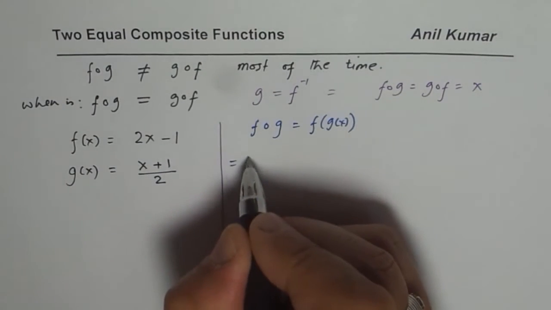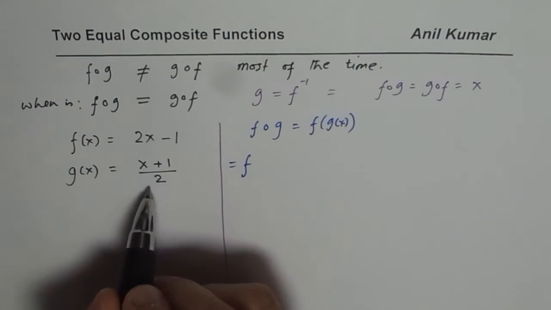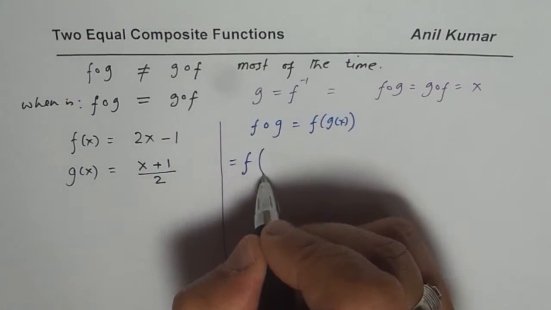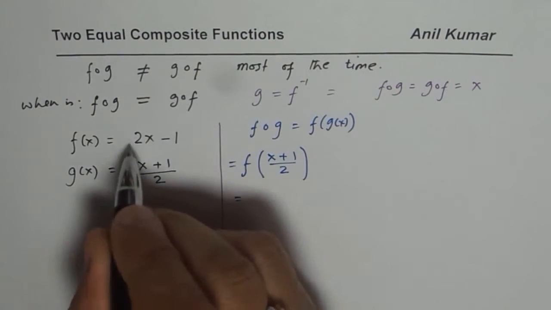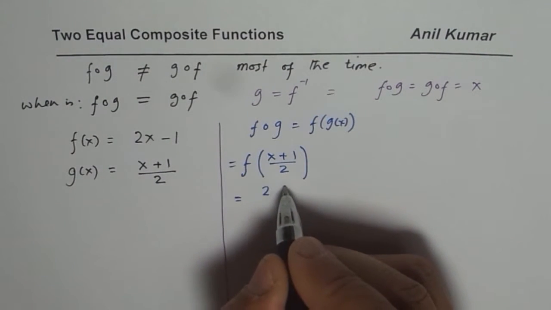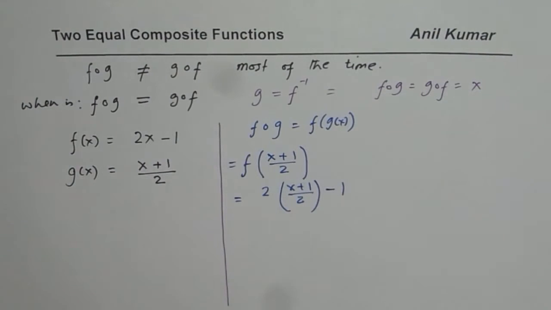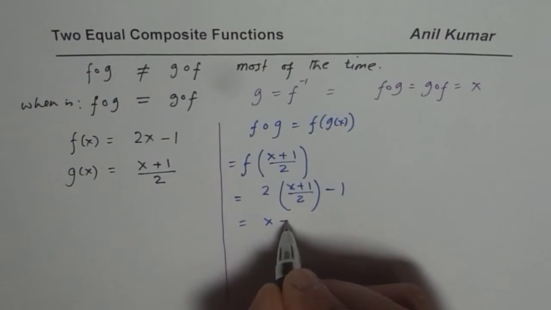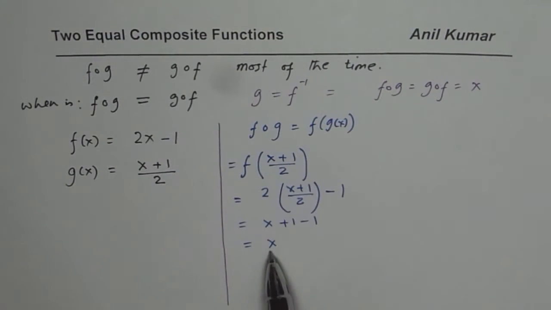It should be equal to f, where the function is 2x minus 1. So I have to replace x with g of x, which is (x plus 1) over 2. So we can write first f of (x plus 1) over 2, and then we replace. So we have 2 times (x plus 1) over 2, minus 1, right? If I open this bracket, I get x plus 1 minus 1, and that is indeed equal to x. Since f of g is x, we know g is the inverse of f. You get the concept, right?